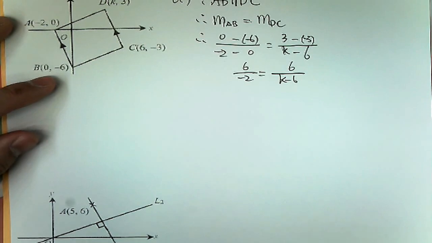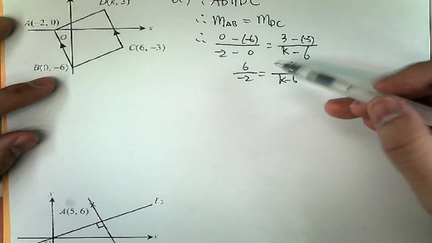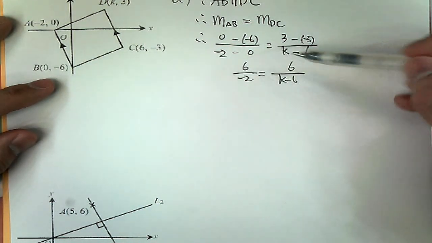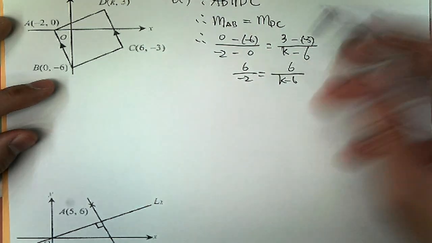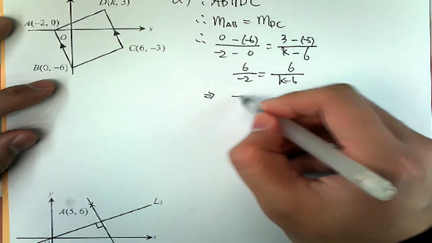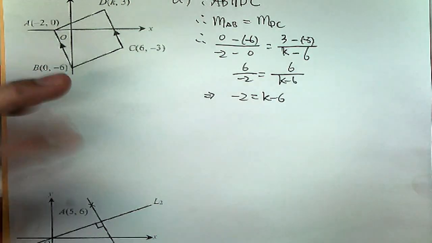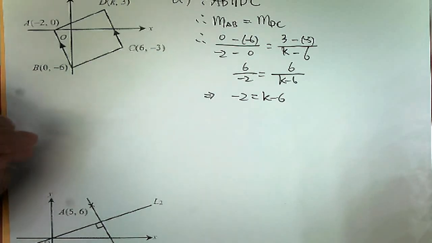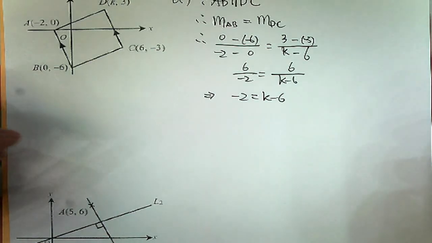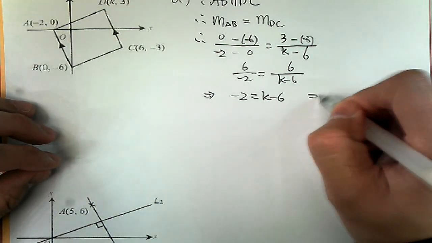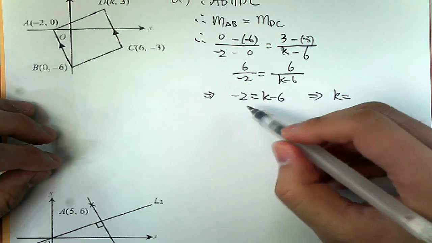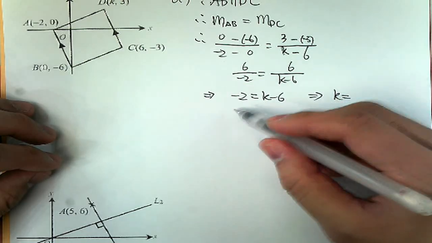So here I do not recommend you to cross-multiply, because for these two fractions that are equal, their numerators are both 6, right? So their denominators must be equal. That would be very easy. Do not do the cross. Of course, if you do the cross, you can find the same answer, but it will become more complicated. So calculate K: move the minus 6 to both sides, K equals 4.